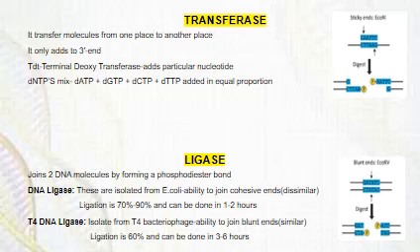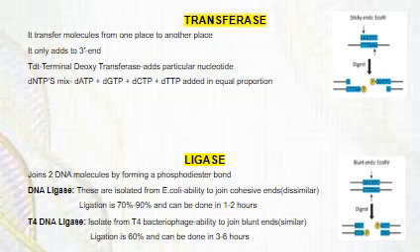deoxynucleotide triphosphates, a mix of deoxyadenosine triphosphate, dATP, plus deoxyguanosine triphosphate, dGTP, plus deoxycytidine triphosphate, plus dTTP, deoxythymidine triphosphate, which are added in equal proportion.